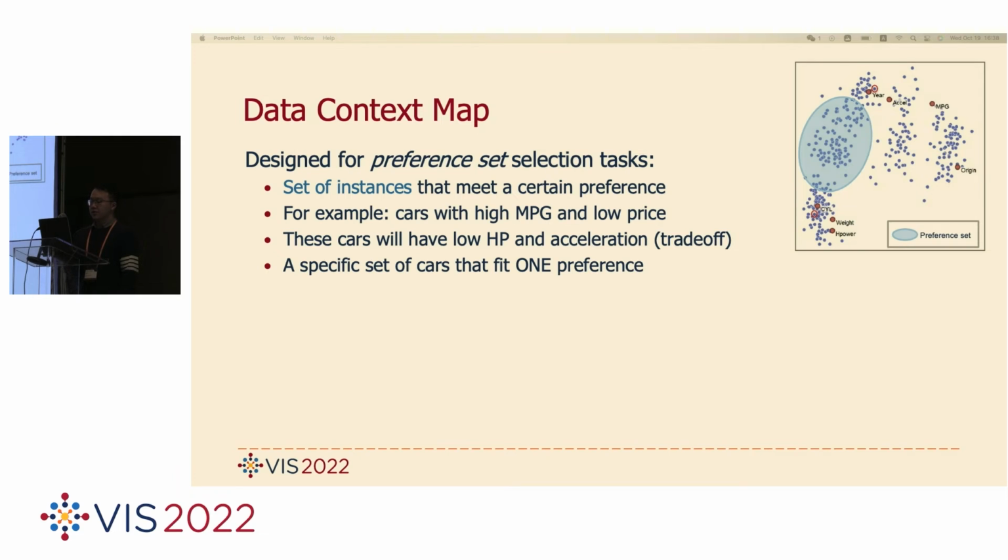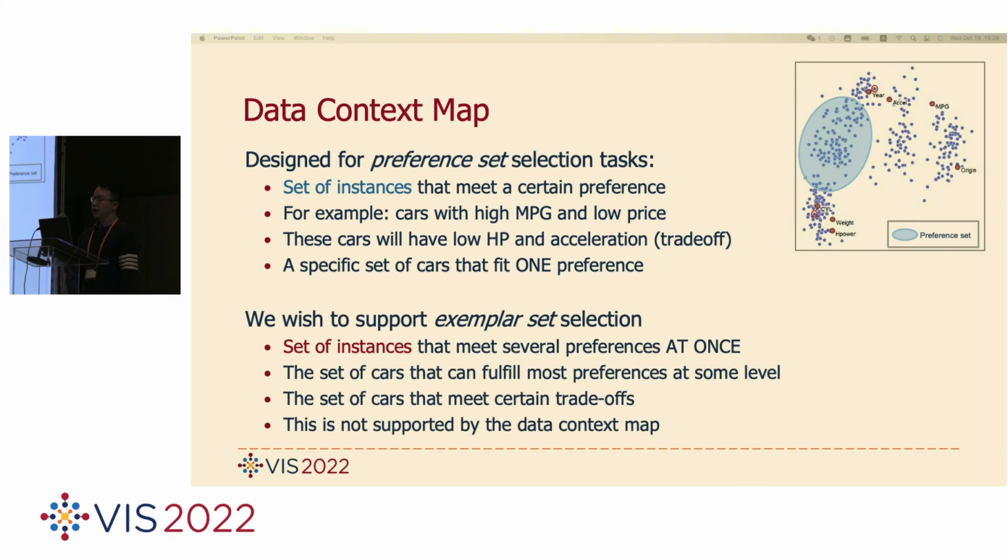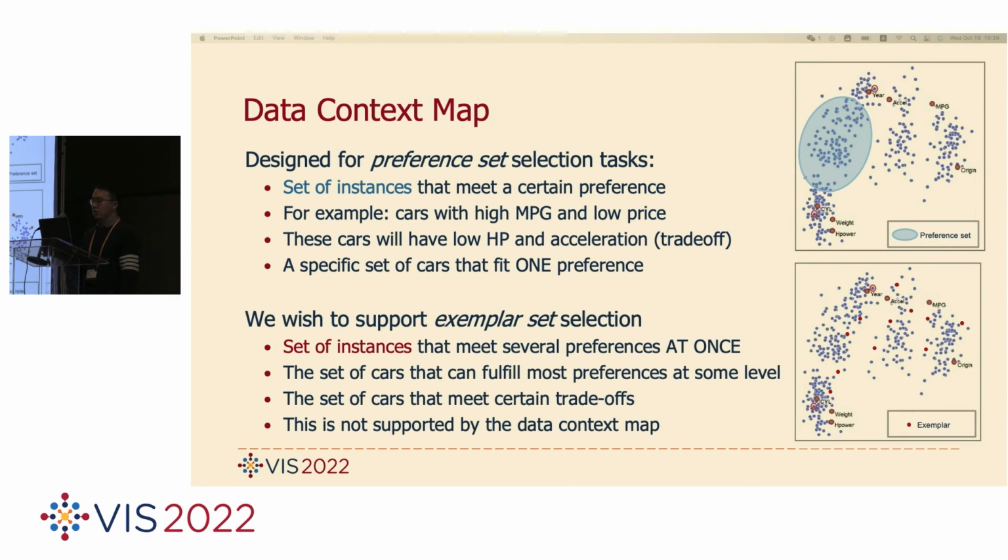There are lots of ACDV schemes like Radviz, star plot, and so on. We found that data context map best fits the need of users' exploration on data and attribute space. However, a basic data context map is suitable for preference set selection, but not enough for exemplar identification. Preference set finds instances that meet certain preferences, but they don't have to be Pareto optimal, neither do they care about the performance on non-preferred attributes. But exemplar set has stronger constraints. It tries to find instances that meet several preferences at once. So exemplars should reach Pareto optimal and attribute balance at the same time.